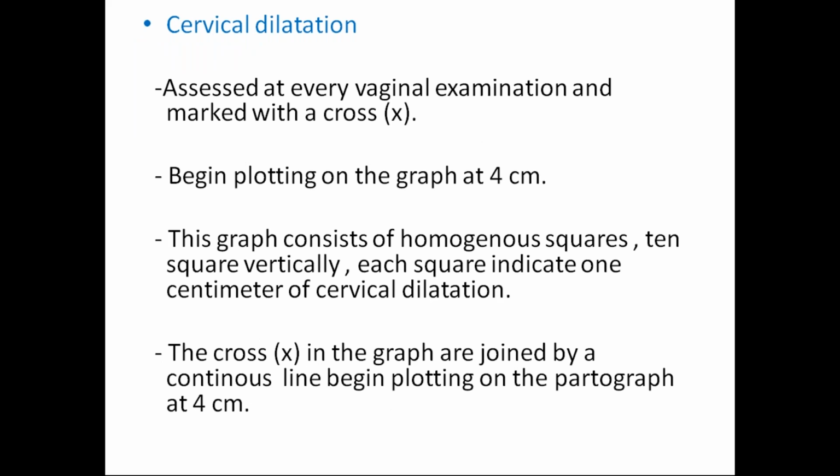Cervical dilatation. Cervical dilatation is assessed at every vaginal examination and marked with a cross. Begin plotting on the graph at 4 centimeters dilatation. This graph consists of homogeneous squares, 10 squares vertically. Each square indicates 1 centimeter of cervical dilatation. The crosses in the graph are joined by a continuous line. Begin plotting on the partograph at 4 centimeters. We'll start at 4 centimeters of cervical dilatation and we'll plot on the graph.